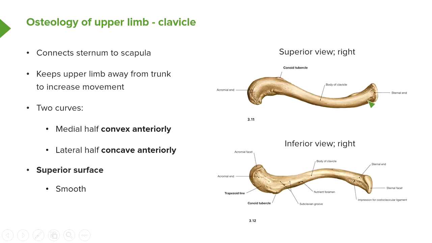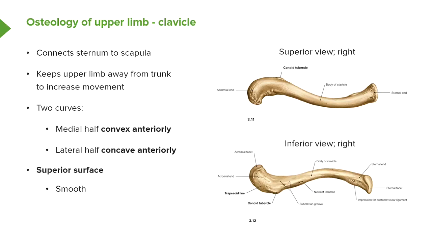surfaces of the clavicle. So superiorly, a clavicle is smooth. So here we can see on this superior view, this smooth shaft of the clavicle. There's no undulations, there's no grooves, which we'll later see on the inferior view. So if you're seeing a smooth surface, you're looking at the superior surface of the clavicle.